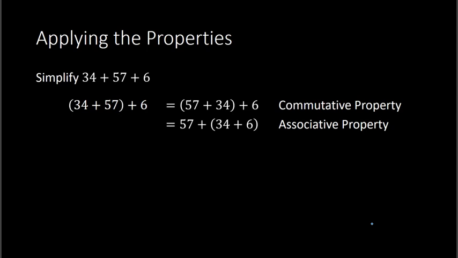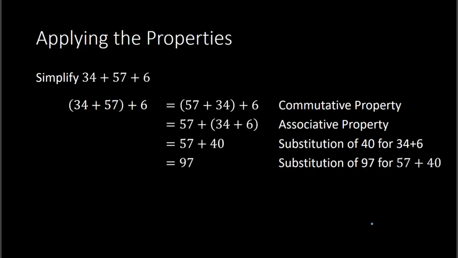Alright, so 34 plus 6 is going to be 40. And we get that based off substitution, which we've not discussed in detail, but we're substituting 34 plus 6 with a 40. So that would be a substitution property. Alright, and then 57 plus 40 is 97, which is again substituting 97 in place of 57 plus 40. So the key is knowing the difference between the commutative and associative property. Commutative is the moving, associative property is the regrouping.